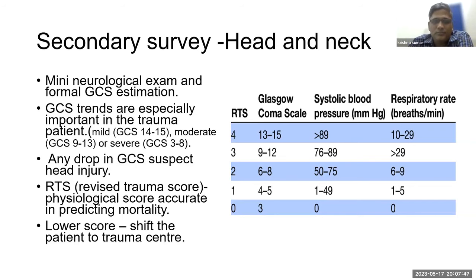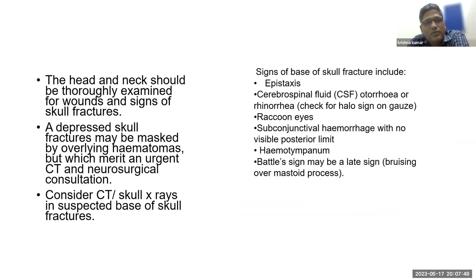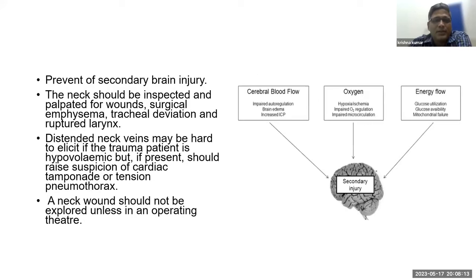The head and neck need to be thoroughly examined for wounds and signs of skull fracture. A depressed skull fracture may be masked by overlying scalp hematomas, but they merit an urgent CT and neurological consultation. There are signs of skull base fracture like epistaxis, CSF rhinorrhea, otorrhea, raccoon eyes, subconjunctival hemorrhage, hemotympanum, and Battle's sign. They are all signs of a skull base fracture. Prevent secondary brain injury by maintaining cerebral blood flow, preventing hypoxia and hypercarbia, preventing hypotension, and glucose control.